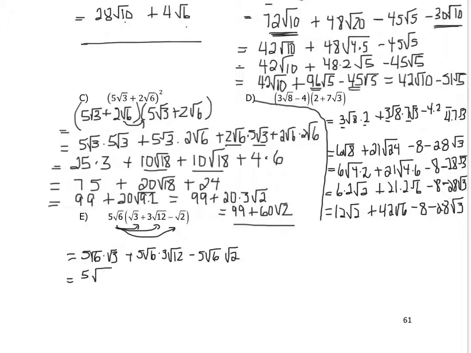You can kind of skip that first step and write 5√18 plus 15√72 minus 5√12. If you can do that from here and skip this step right here, go right to the next step, the last step I just wrote down, that's fine.